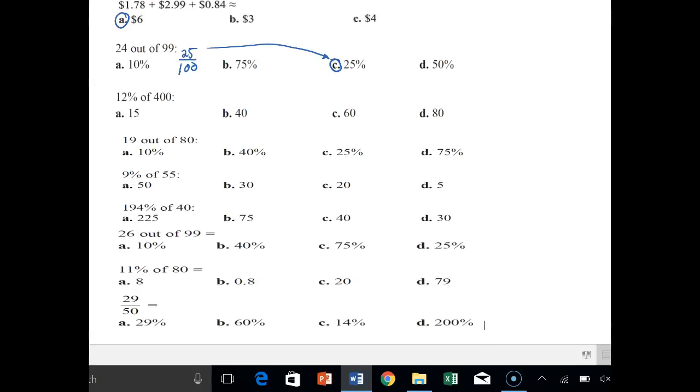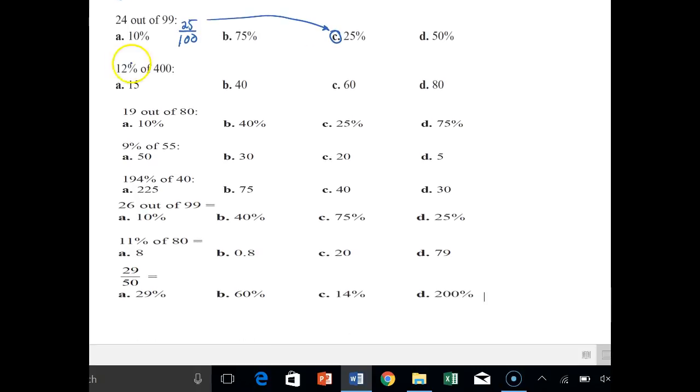Same thing with 12% of 400. Well, 12%, what benchmark is it close to? It's close to 10%. And 10% of 400, or 0.10 times 400. Remember, when it's smaller, you're doing the opposite. So when it's smaller than 1, I have 1 zero. I'm not swooping to the right, I'm swooping to the left. So it's about 40, okay?